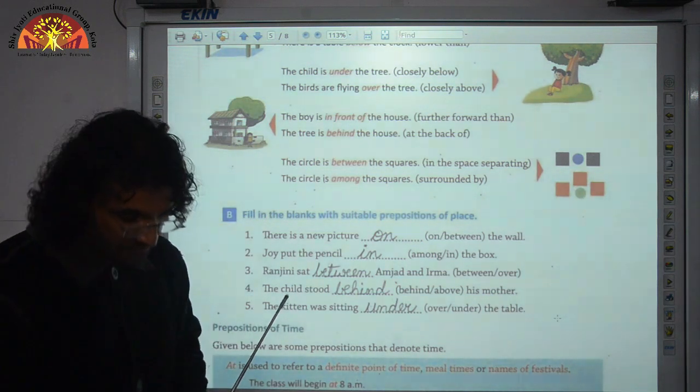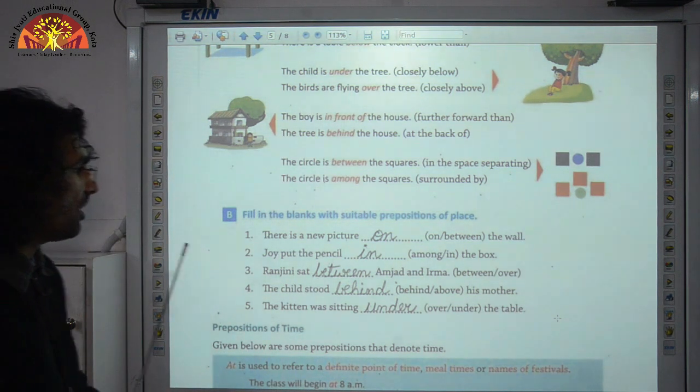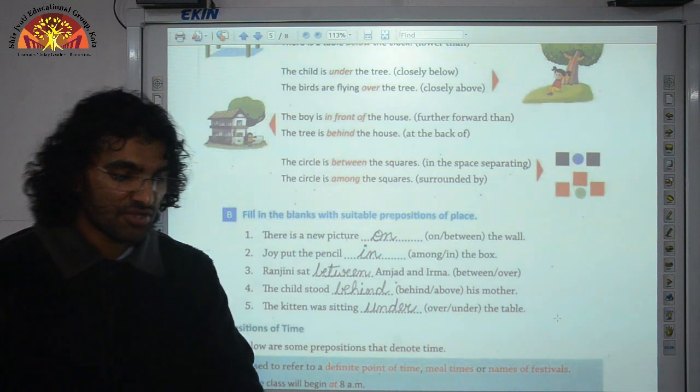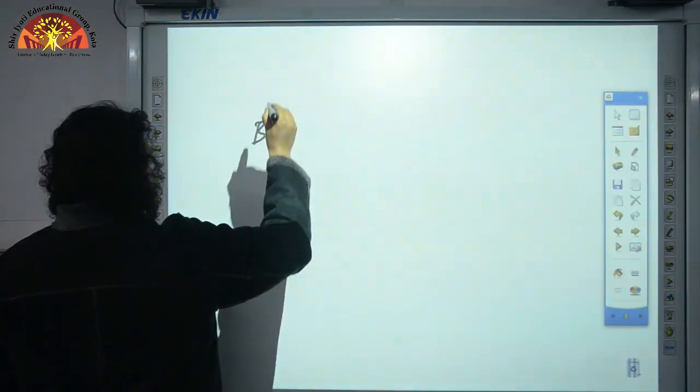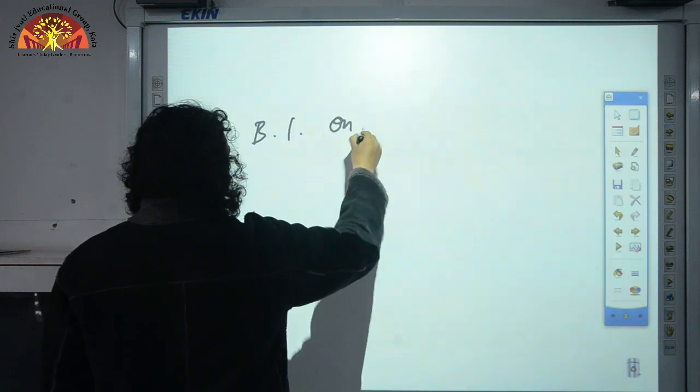See, the first one. There is a new picture on the wall. There is a new picture on the wall, which means it is touching the wall. Exercise B, first one. On is the answer.